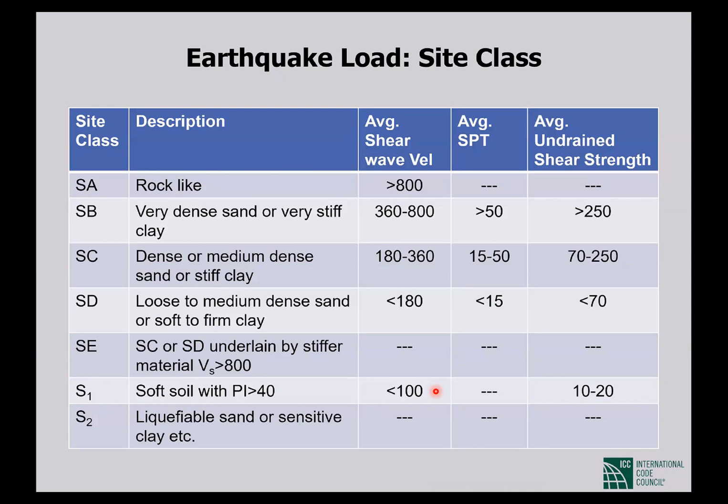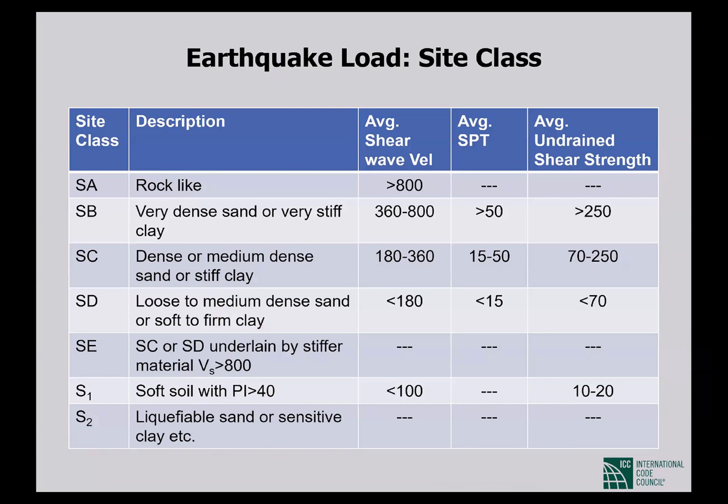SA is rock. SB is very dense sand or very stiff clay. SC is medium, SD is loose. SE is SC or SD underlain by stiffer material, that is, if the difference of soil strength is abrupt. S1 is plastic soil, if the plasticity index is very high. S2 is other problematic soils: liquefiable soil, very sensitive soil, etc.